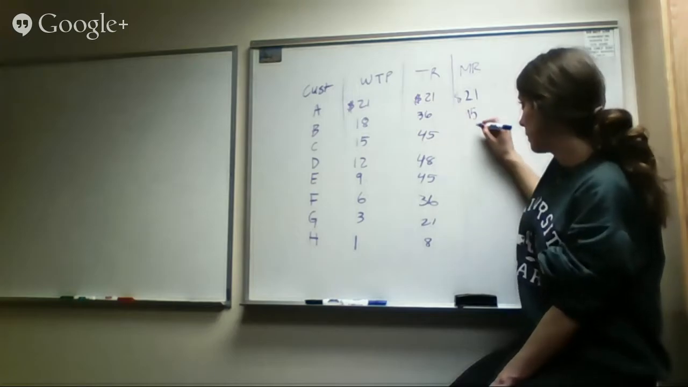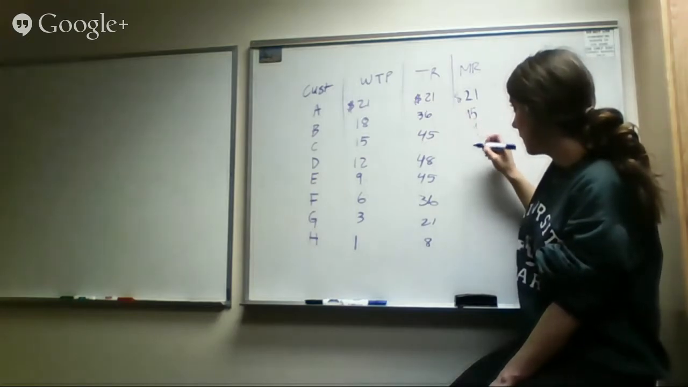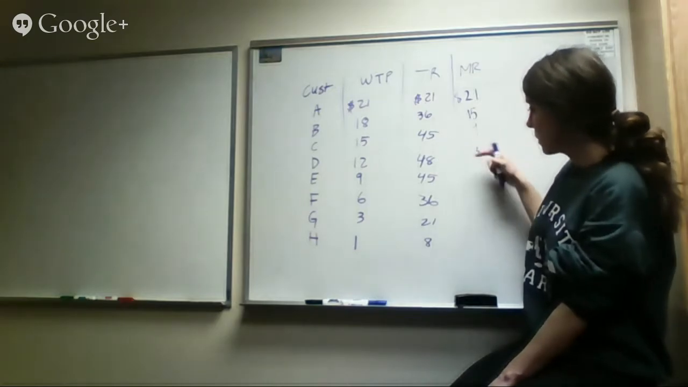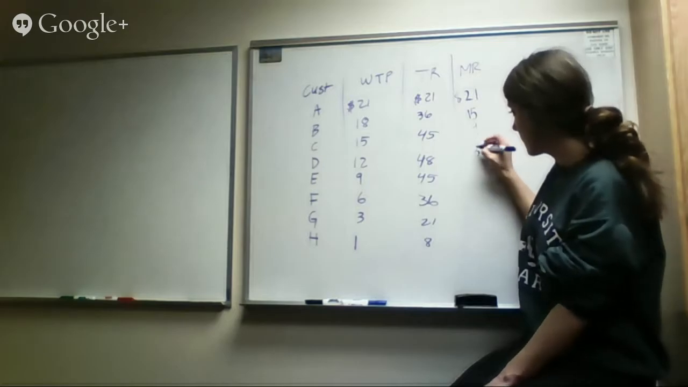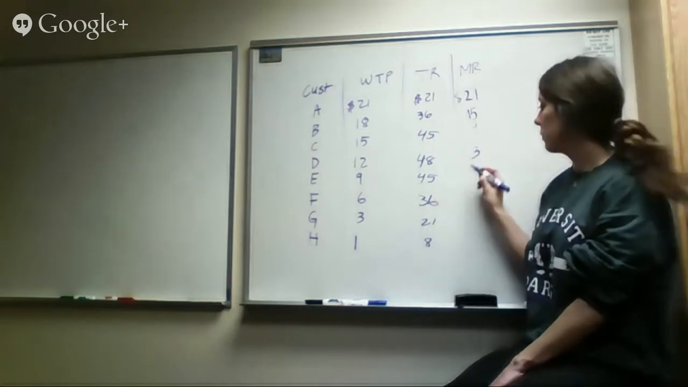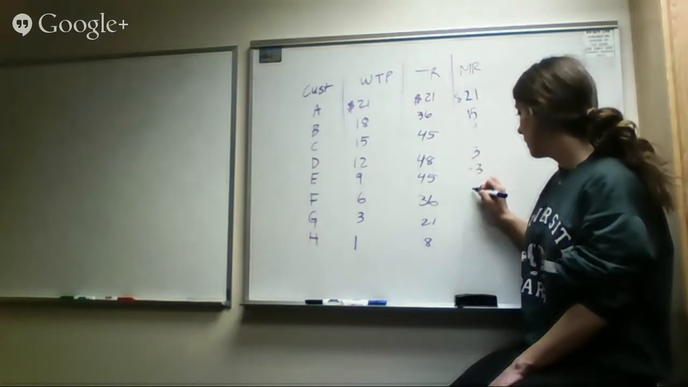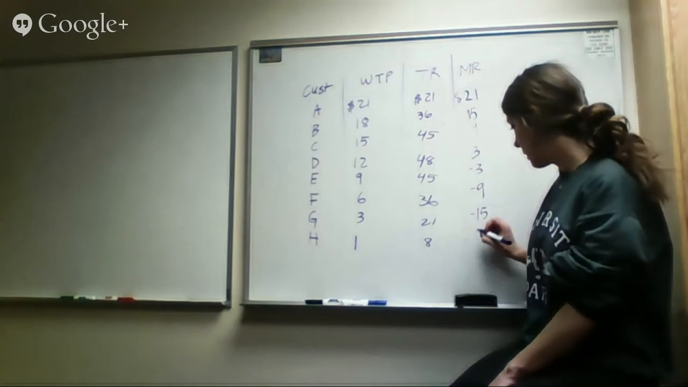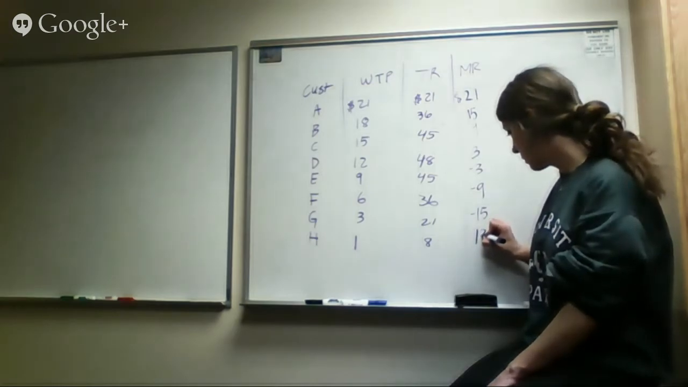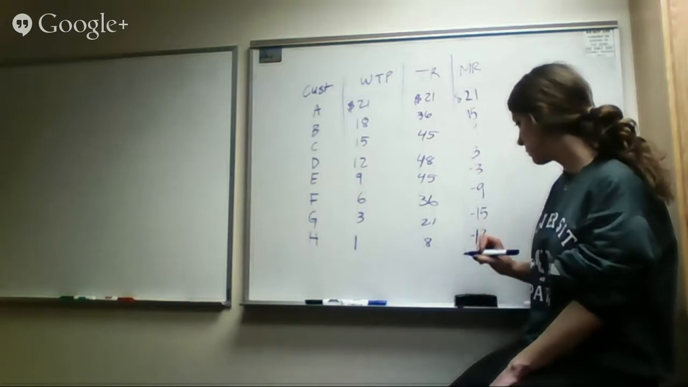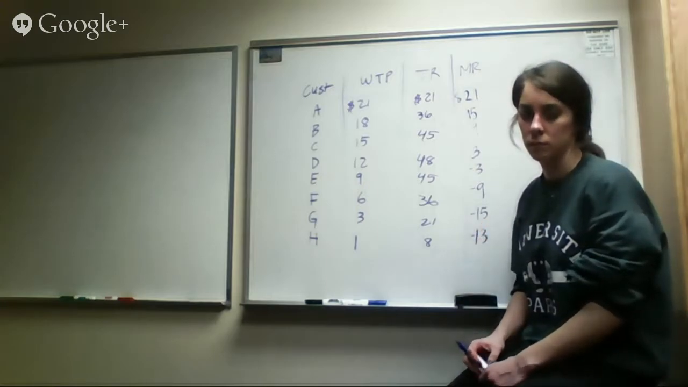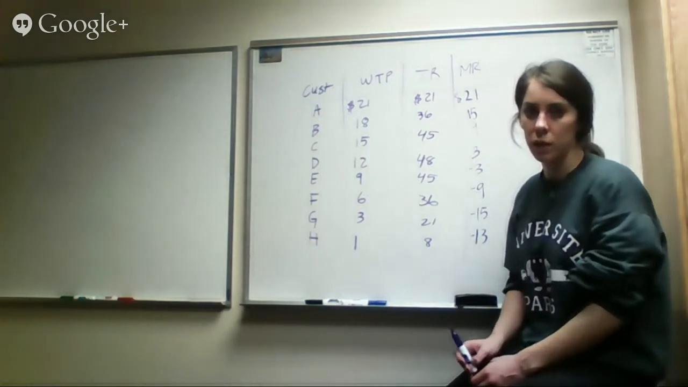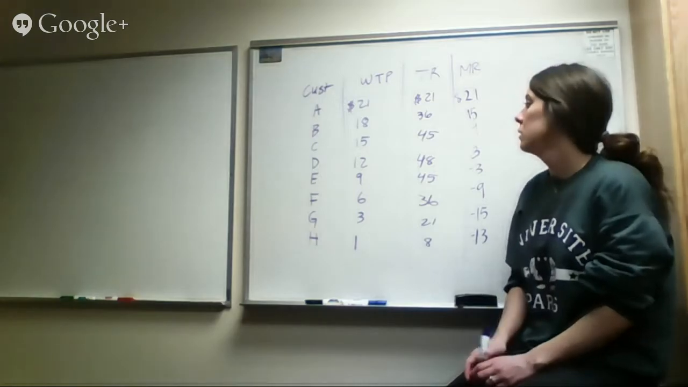Here their total revenue goes up by 9, I think. Yeah. Here their total revenue goes up by 3. So that's their marginal revenue, is how much their total revenue increases by. Here their marginal revenue goes down by 3, goes down by 9, goes down by 15, and then goes down by 13. So that's for A.